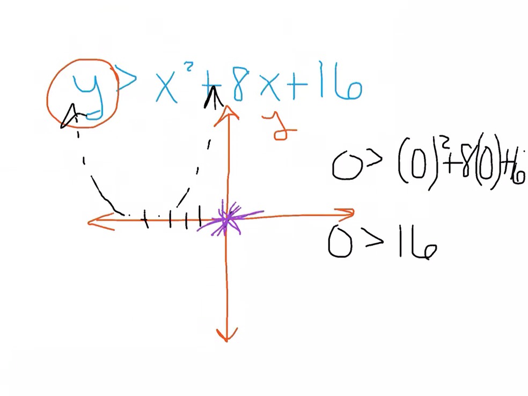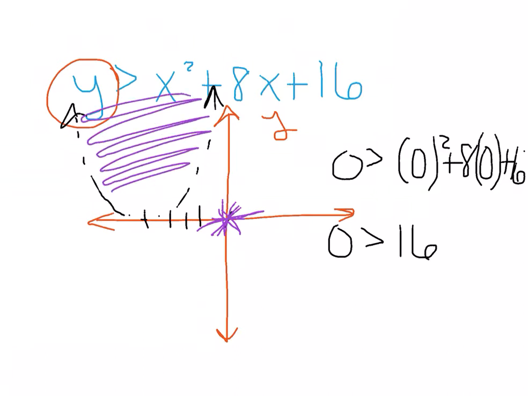Was that on the inside of the parabola or the outside of the parabola? Outside. If it's outside and a no, then you have to shade where? Inside. On the inside. As a reminder, you want to shade everything that's true. Okay, that's how we do those.